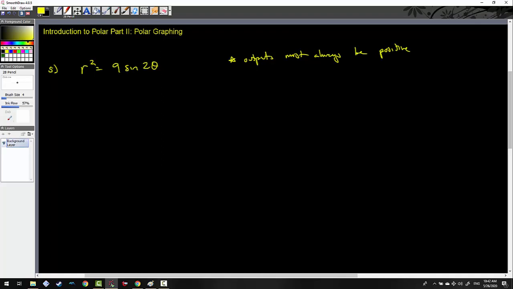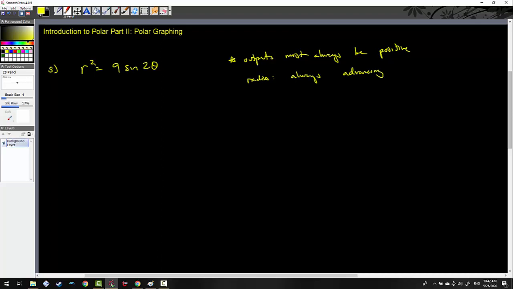And the reason why is because the outputs are always being squared. So the outputs are always going to be positive, so make sure we keep this in mind when we go to graph the lemniscate on our rectangular and our polar. And one of the consequences of the outputs always being positive is that the radius is always advancing.